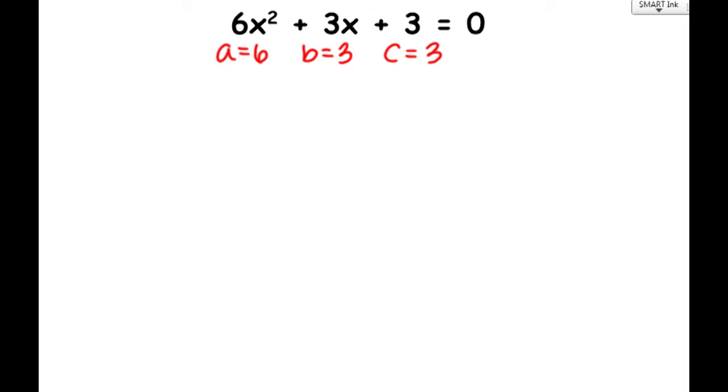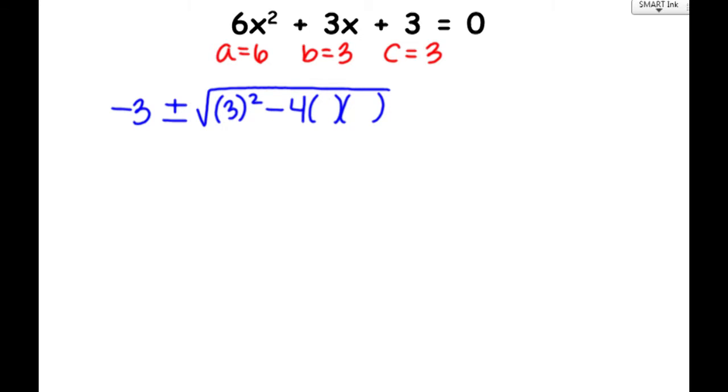Now we can plug into the quadratic formula. We will begin with the opposite of our b value. Since our b is positive 3, we will write down negative 3. Then comes our plus or minus sign, and we can go into our square root. Then comes our b term squared. So I'll input 3, I will square it. Then I will subtract 4 and multiply it by the a term and the c term, so 6 and 3. I will put all of that over 2 times a, and our a term is 6.